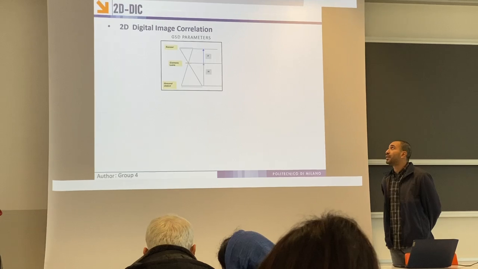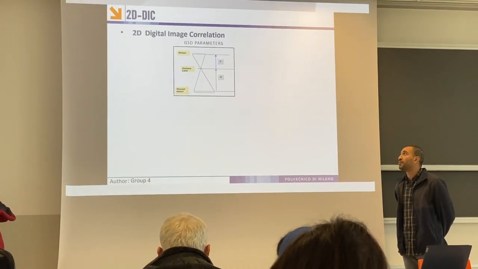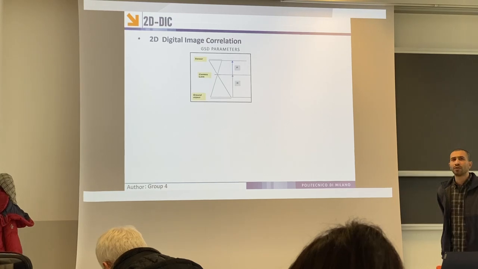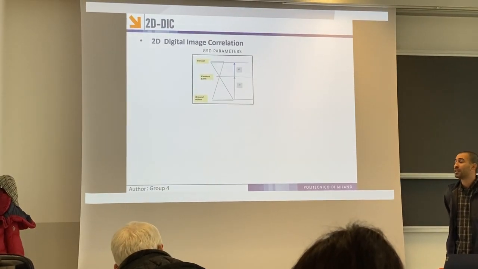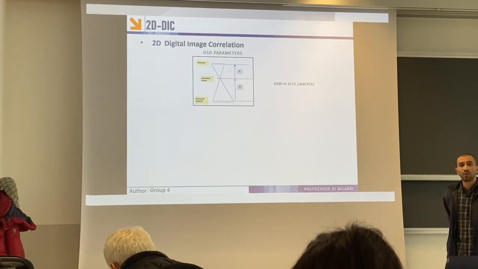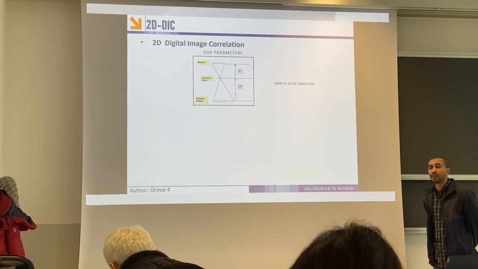Starting with the 2D digital image correlation, we have to define a main parameter, which is the ground sampling distance, which is based on the focal length, the distance from the object to the lens of the camera, and the pixel size. Our GSD for experiments 1 and 0 is 0.632 millimeter per pixel.